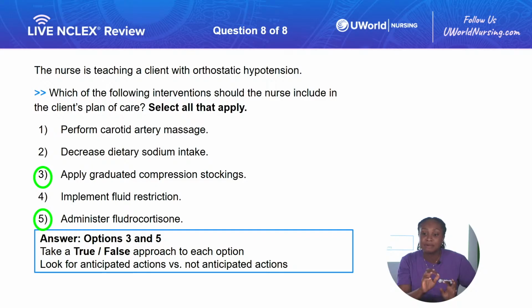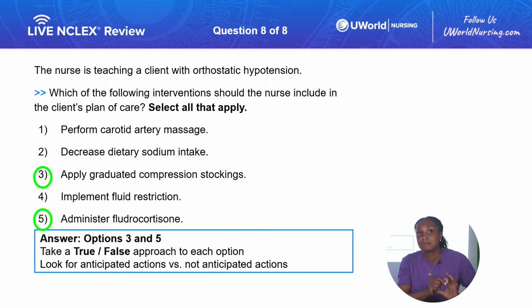This is a mineralocorticoid, which mimics aldosterone, which we know is a hormone that has you hold on to your salt, and wherever salt is, water follows. So you have a fluid volume excess, and that will help with your blood pressure. So that would be a correct option because we want to hold on to our fluid so we can shoot up our blood pressure. Option 1, perform carotid artery massage.